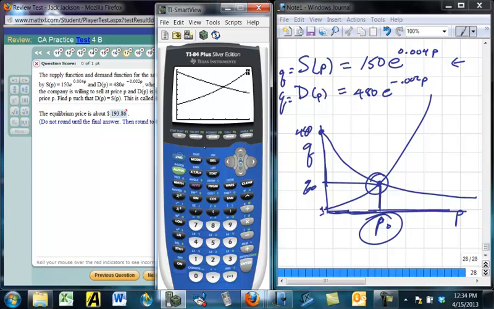So now let's do a calc intersect. Enter first curve, enter second curve, and put the cursor as close as we can to that intersection. The market equilibrium point is now about $193.86. When I say price, it's really unit price. So that's dollars per item. $193.86 per item. That's what we're looking for. And when you do that, there will be 326 items sold.